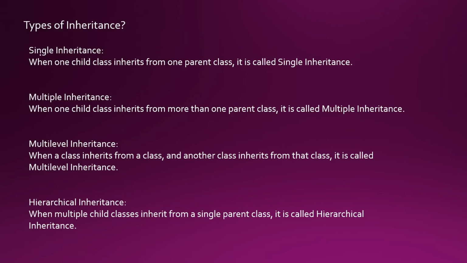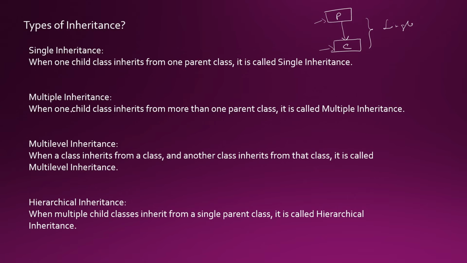Types of inheritance. Single inheritance. When one child class inherits from one parent class, it is called single inheritance. That means I have one parent class and one child class. Now this child class is inheriting all the properties of this parent class. So this is called single inheritance. Here one parent class is there and one child class is there. That is called single inheritance.